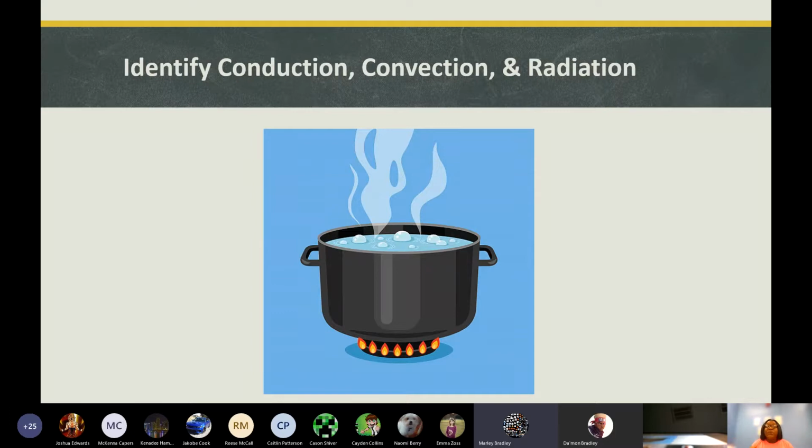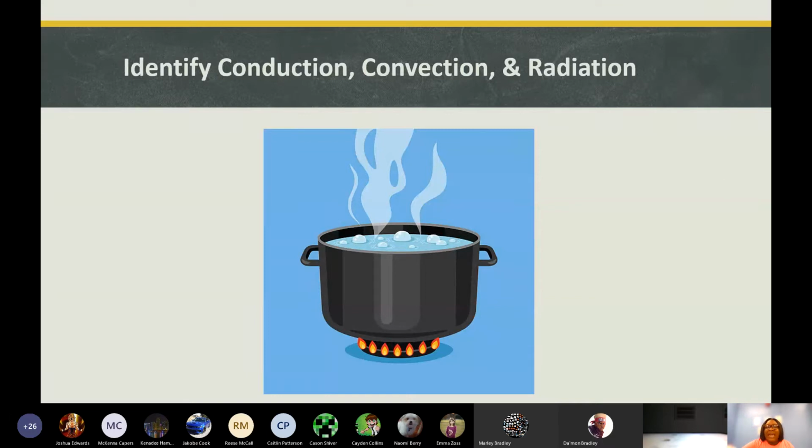With conduction, please mute yourself. With conduction, those particles are constantly colliding and hitting one another, which causes combustion and fire, that direct heat on an object. But with radiation, those particles do not touch one another, okay?